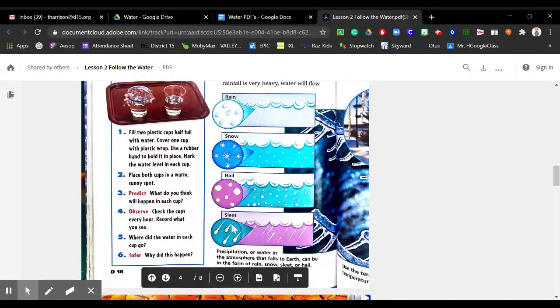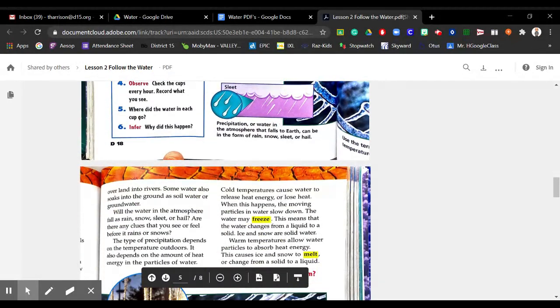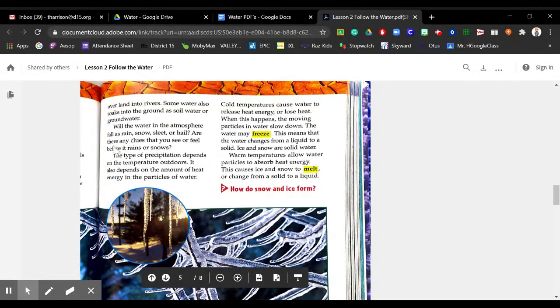This is types of precipitation. Water will flow over land into rivers. Some water also soaks into the ground as soil water or groundwater. Will the water in the atmosphere fall as rain, snow, sleet, or hail? Are there any clues that you see or feel before it rains or snows?